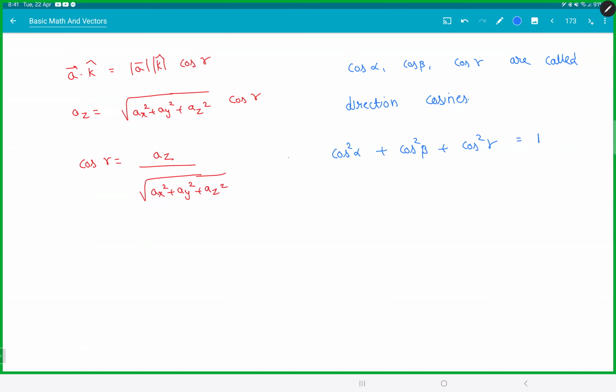And we can also write cos square alpha as 1 minus sine square alpha, plus 1 minus sine square beta plus 1 minus sine square gamma. So if you just replace this, send everything that side, you get sine square alpha plus sine square beta plus sine square gamma is equal to 2. This is a relation between alpha, beta, and gamma. This will be a direct question in the exam. If alpha, beta, gamma are the direction cosines, what is the relation of sine square alpha, sine square beta, and sine square gamma?